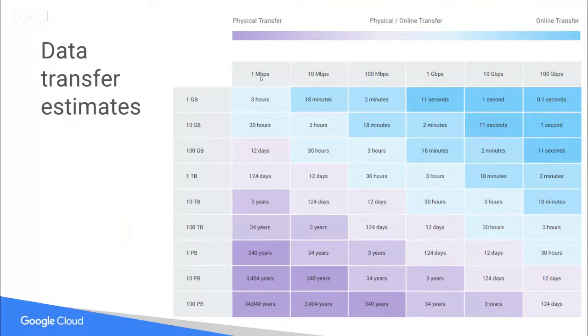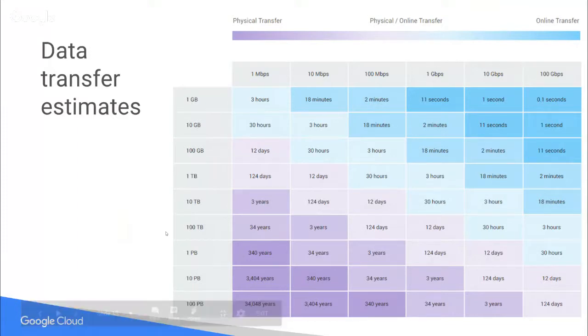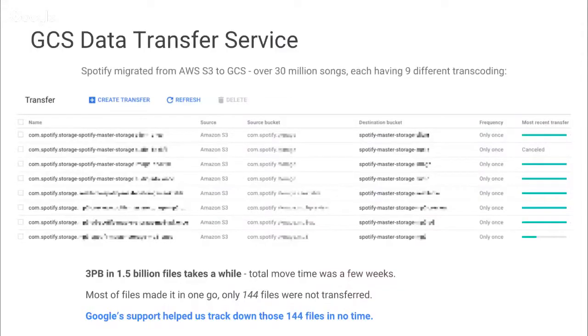So with 1 megabyte per second, it will take you 30,000 years to transfer 100 petabytes. Obviously not something that you want to do. So we have a tool that is very easy to use.